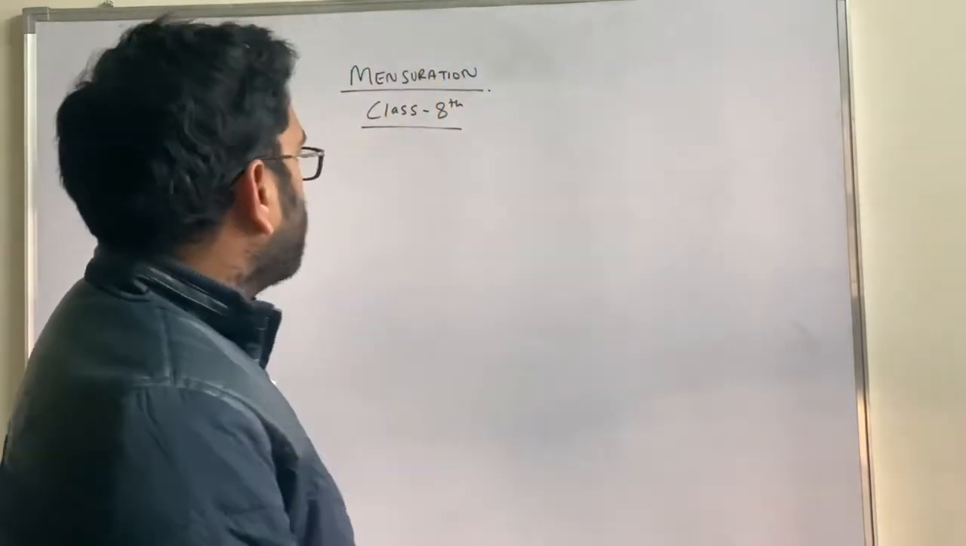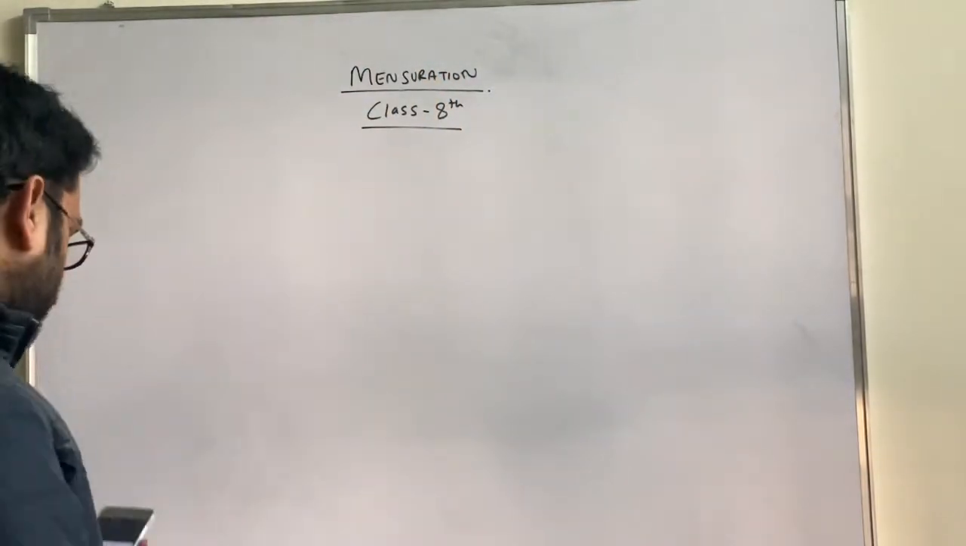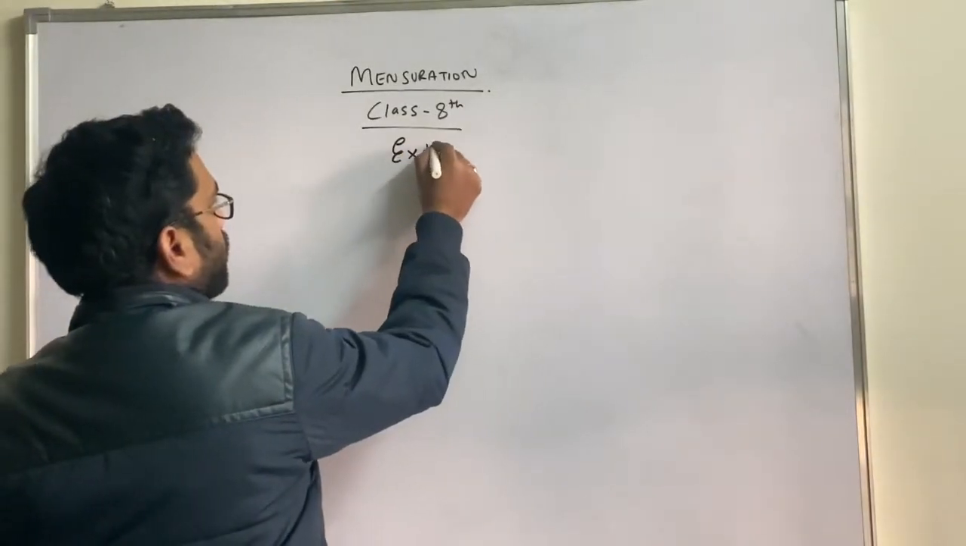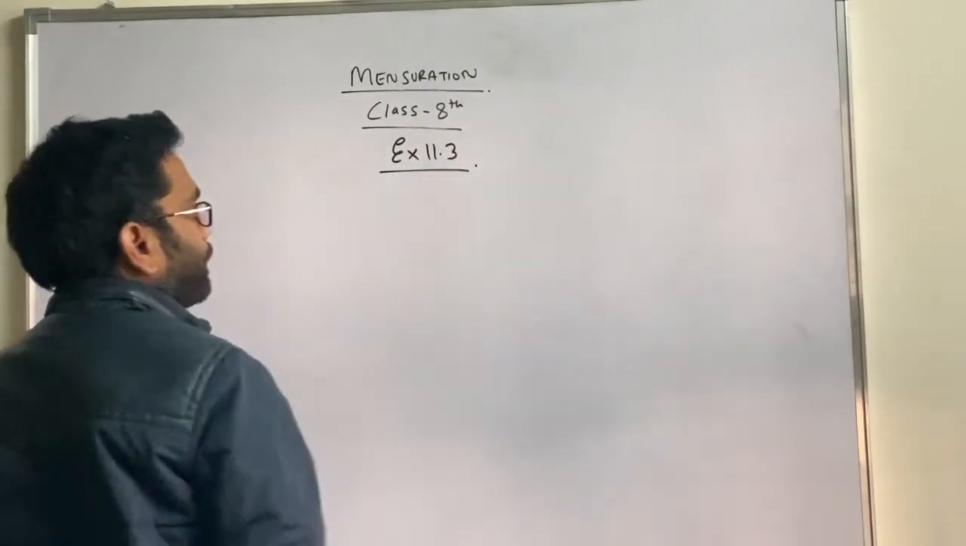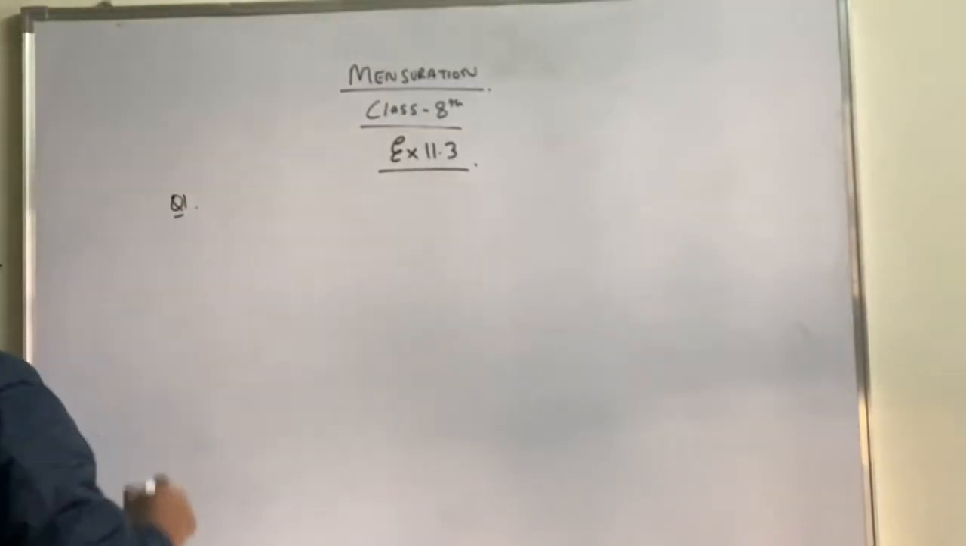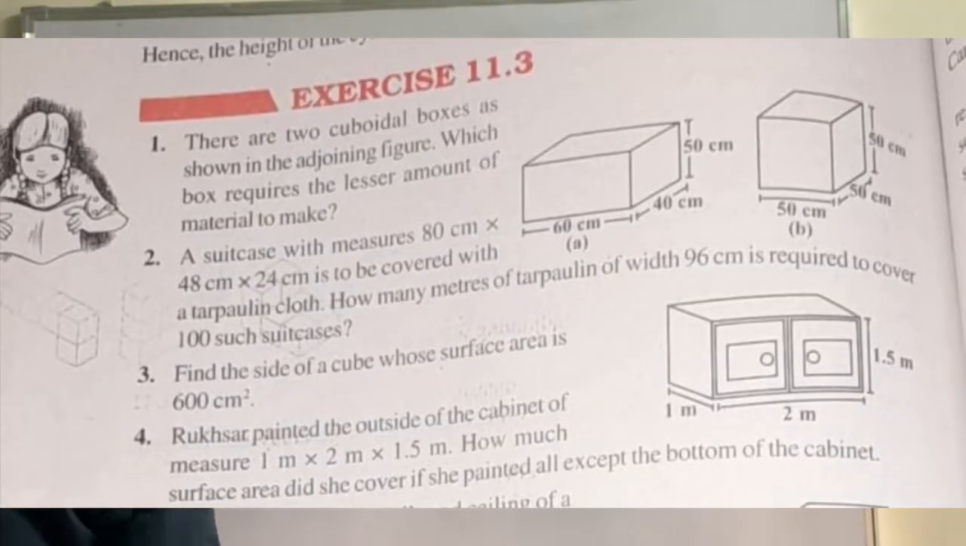Hello students. In this lecture we are going to discuss mensuration exercise 11.3 of class 8. Exercise 11.3. Now the first question is, there are two cuboidal boxes as shown in the figure. Which box requires the lesser amount of material to make?